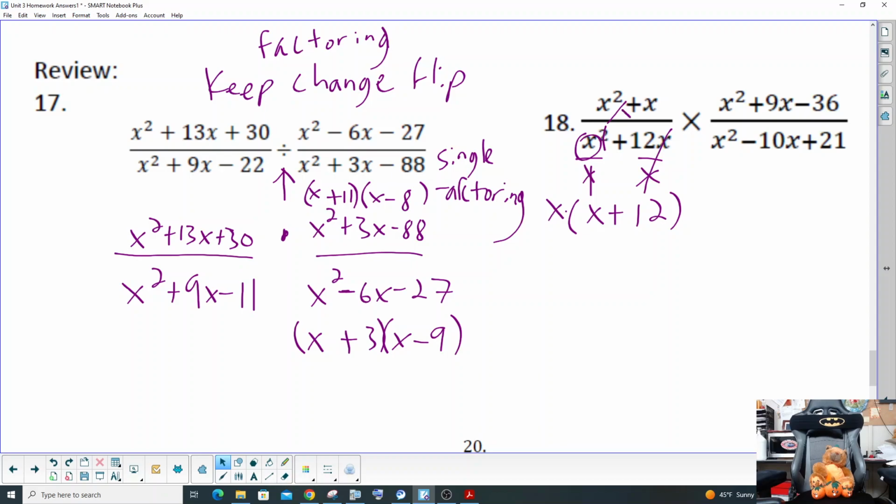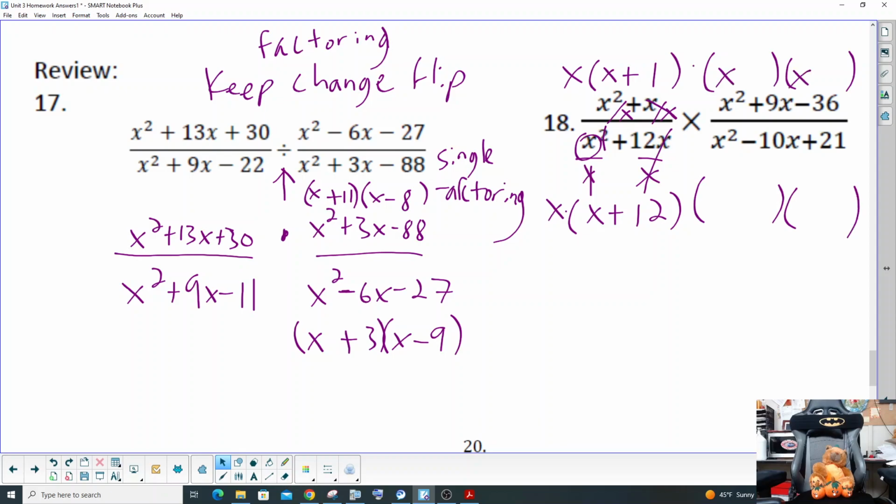Up here, you're going to pull out an x. And when you do that, x squared take away an x is just an x, and then x over x becomes a 1. Keep on factoring. Every day we're factoring.